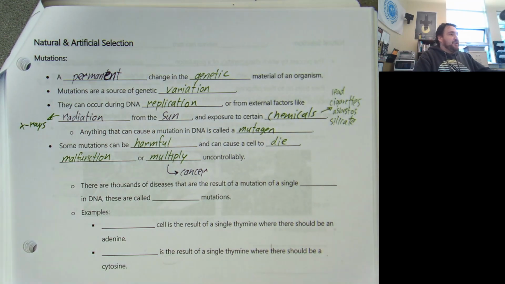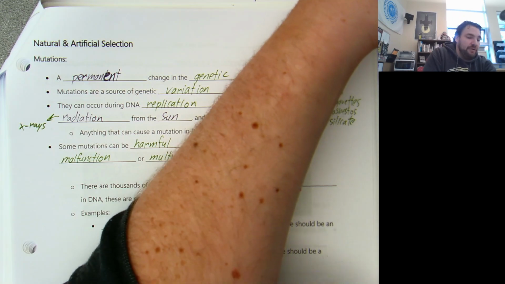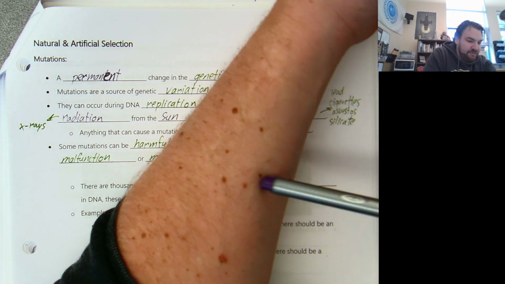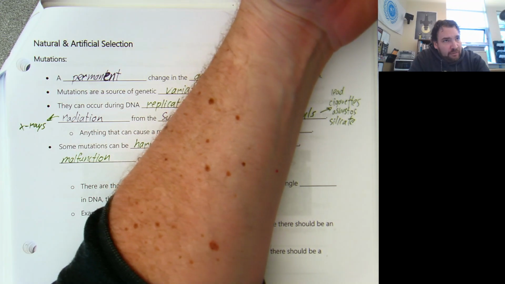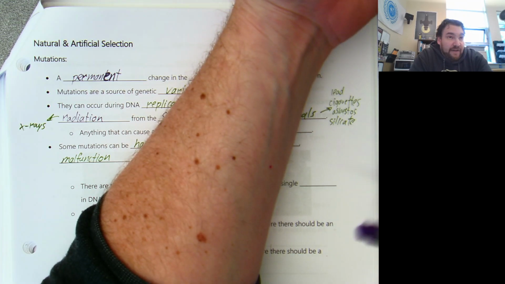They affect different parts of your body. Lymphoma is cancer of the lymph system. Lung is lung cancer. Breast cancer is cancer of the breast tissue. Skin cancer is this. I don't have skin cancer, but any one of my moles could theoretically develop into skin cancer.